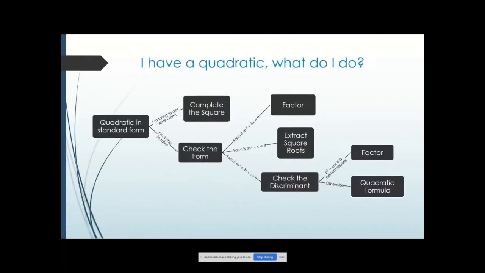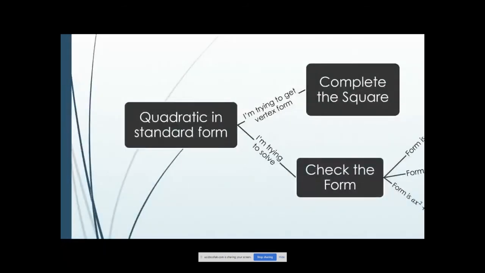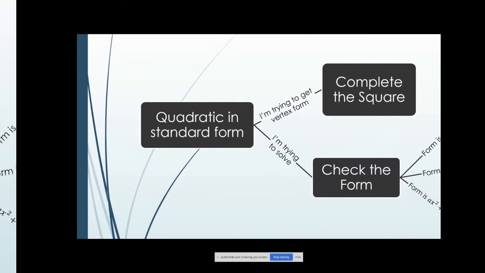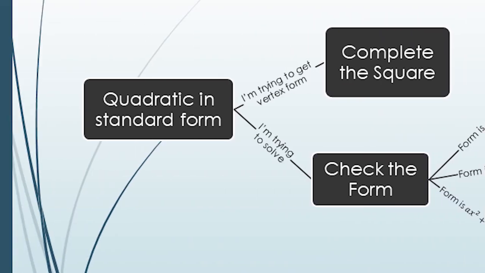Because there are 4 different methods for solving quadratic equations, a lot of people get confused on which one they should use. So I've made this little chart, and I'm going to zoom in so that we can see it a little better. You've got a quadratic, and you need to have it in form in order to determine which one you're going to do. If you're trying to get vertex form, then you would complete the square. But we usually only use it to get vertex form or when you get into pre-calculus and calculus. It's handy.